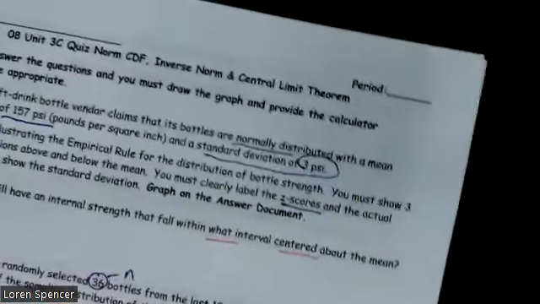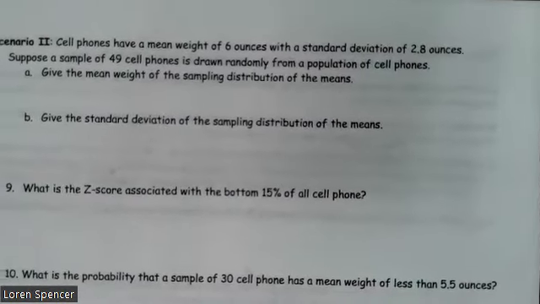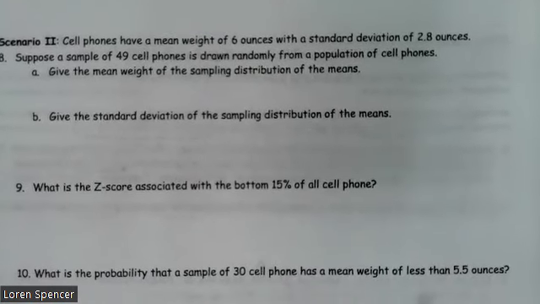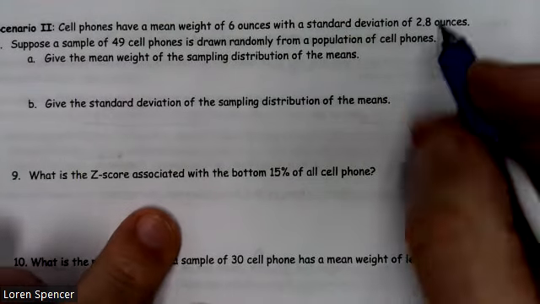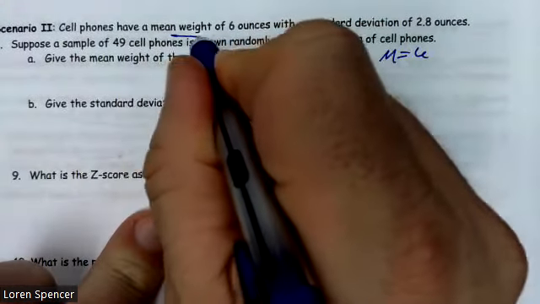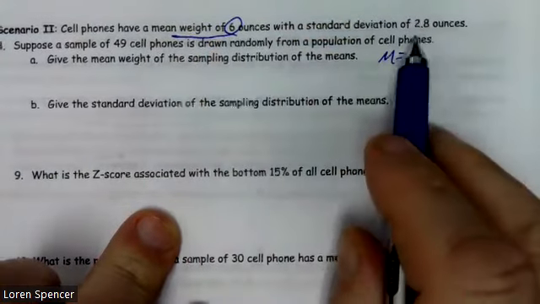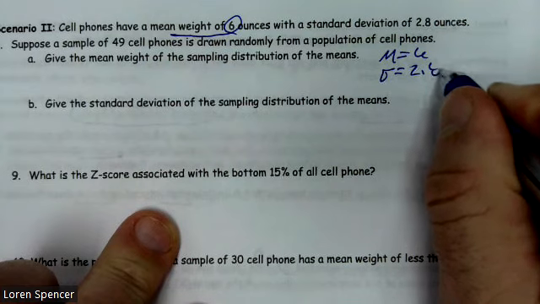All right, so that takes care of scenario 1. So now we're on to scenario 2. In scenario 2, they forgot to tell you it's normal, but it is. So cell phones have a mean weight of 6 ounces. So the mu is 6. And we'll be coming back to that. With a standard deviation of 2.8.